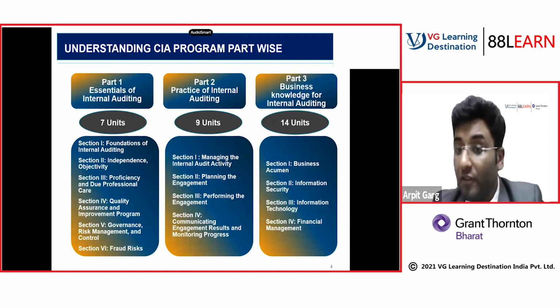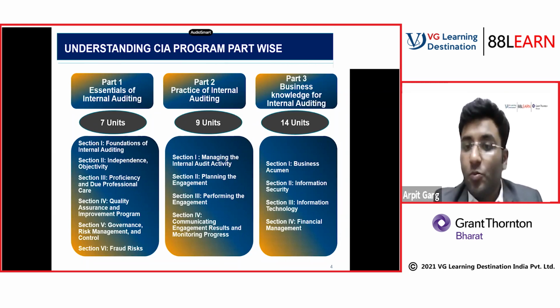Part One is Essentials of Internal Auditing, where we have 7 units. Part Two is Practice of Internal Auditing, where we have 9 units to cover. Part Three has 14 units to cover. All these parts have different levels of complexity. Part One is essentials, which talks more about the basics of internal auditing.